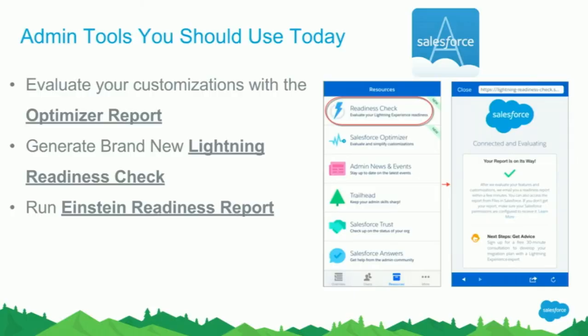Perfect. So if there are three things that everyone should do today after watching this, well, they should definitely watch Release Readiness next week also, but today in their orgs: run the optimizer report, generate your brand new Lightning check, and run the Einstein Readiness report. And two of those things you can even just do from Salesforce1. So even if you're on the train, you're mobile, you're using your Salesforce1 app on the way home from work, you can run your readiness check and your optimizer report right from the Salesforce1 app, which is really awesome. Really cool. Leanne, thank you so much for sharing that with us.